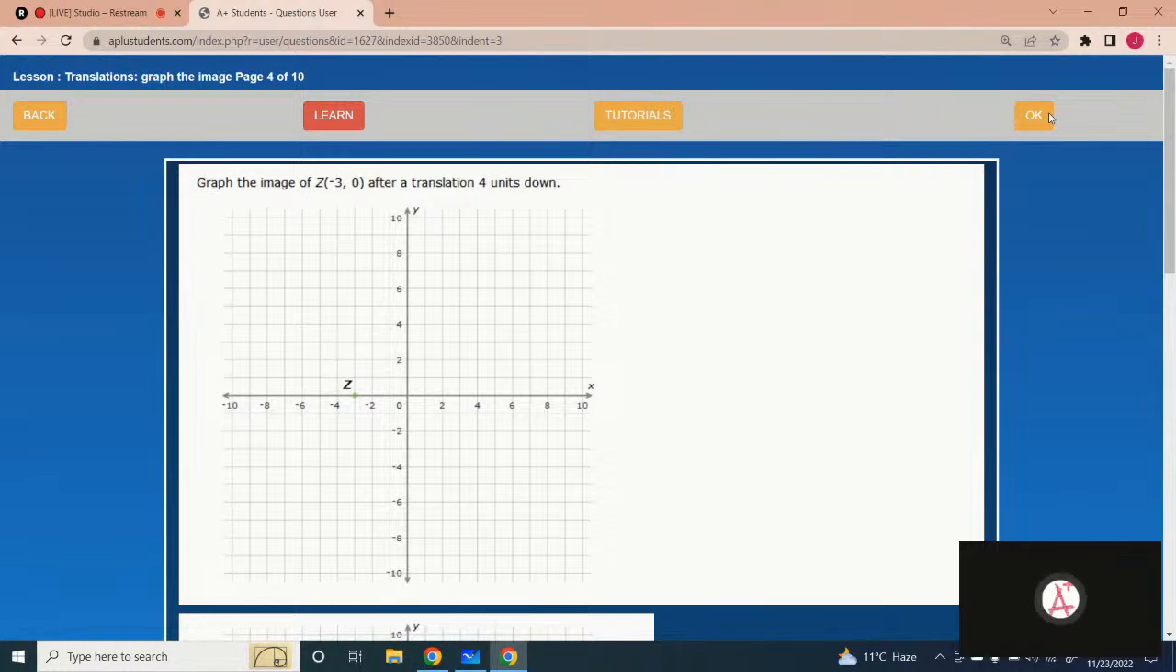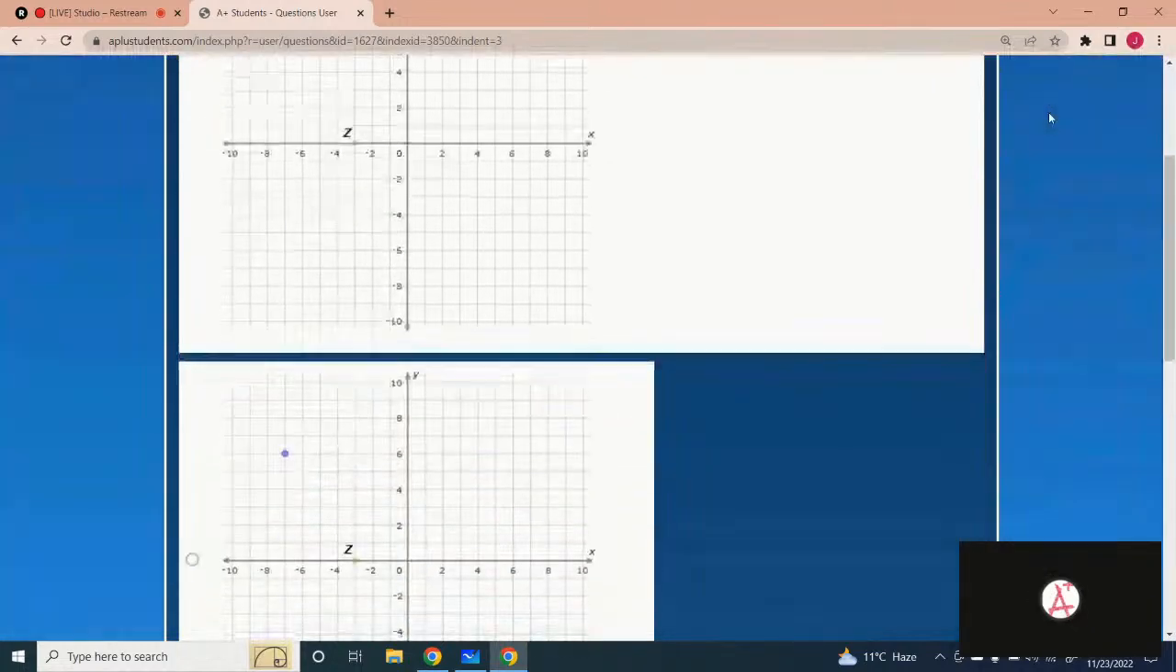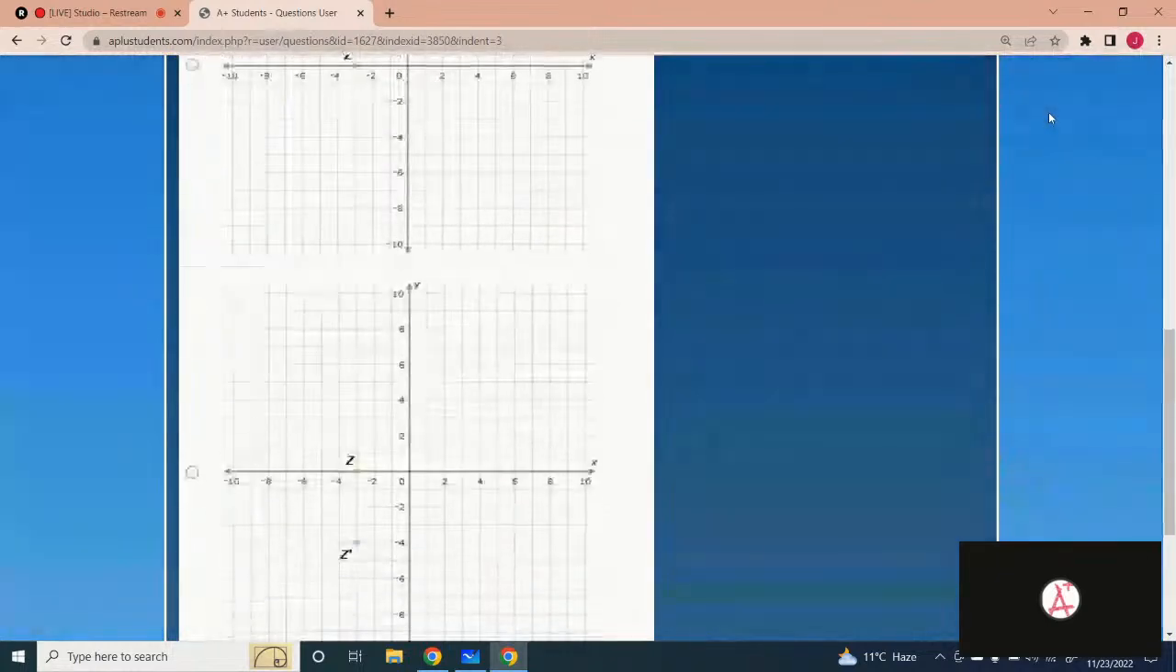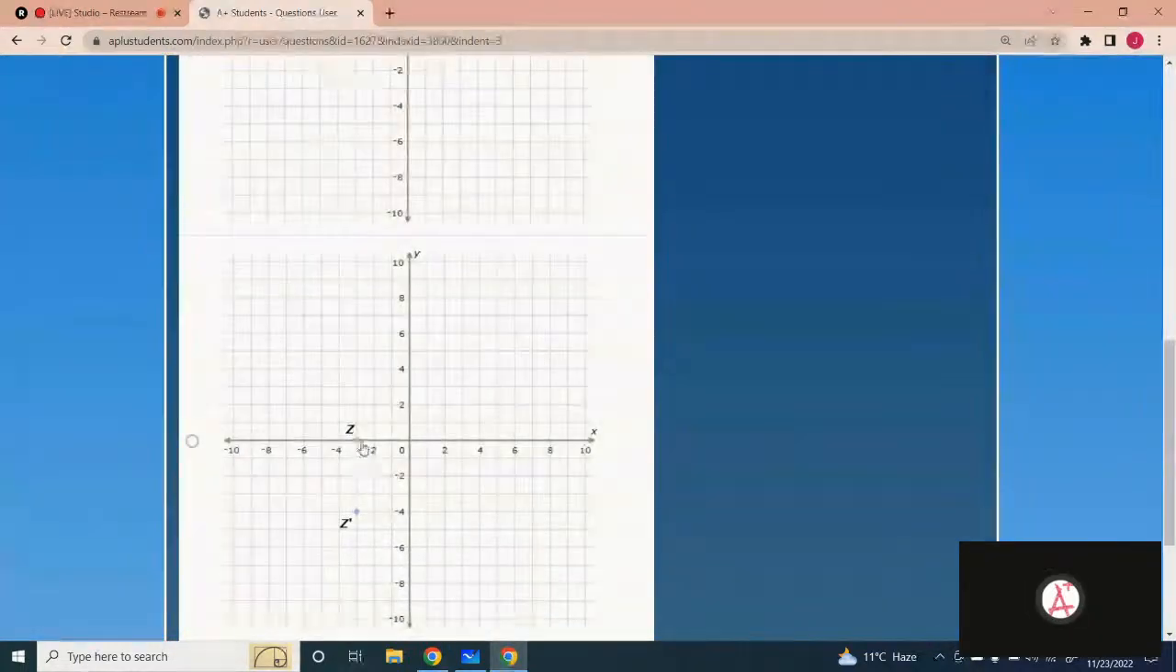Okay, graph the image negative 3 0 after a translation of 4 unit down. So 4 unit down means you have to subtract 4 from the y coordinate. Got it? It would be then negative 3 and negative 4. Yes, this one is the correct option.